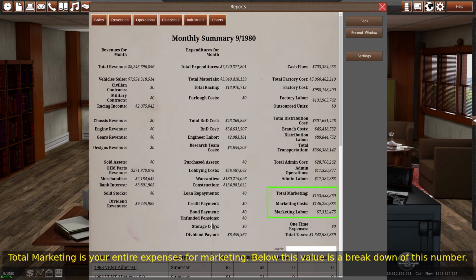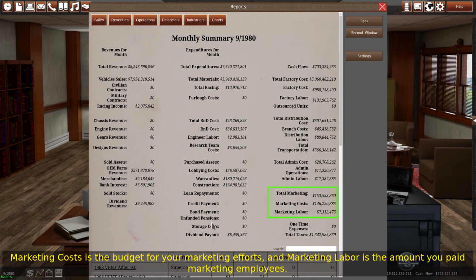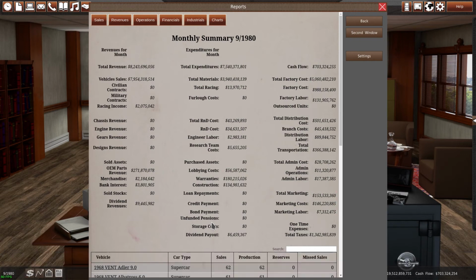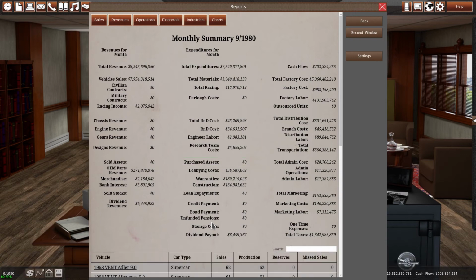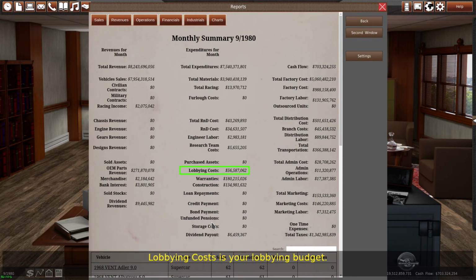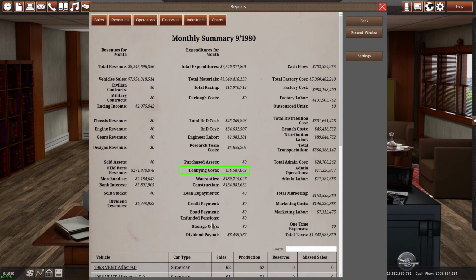Total marketing is your entire expenses for marketing. Below this value is a breakdown of this number. Marketing costs is the budget for your marketing efforts, and marketing labor is the amount you paid marketing employees. Purchased assets contains expenses for buying stocks, acquiring companies, etc. Lobbying costs is your lobbying budget.